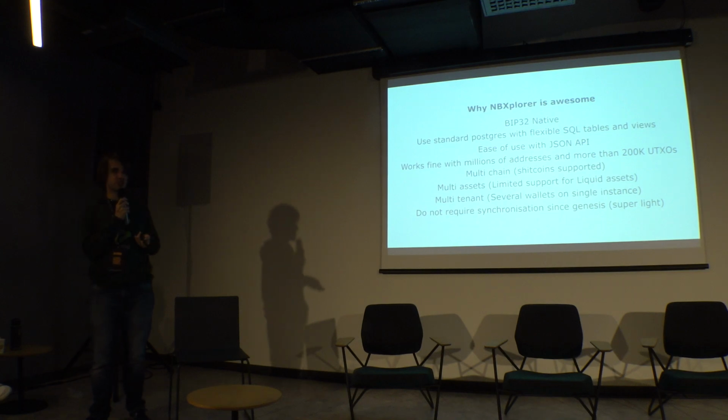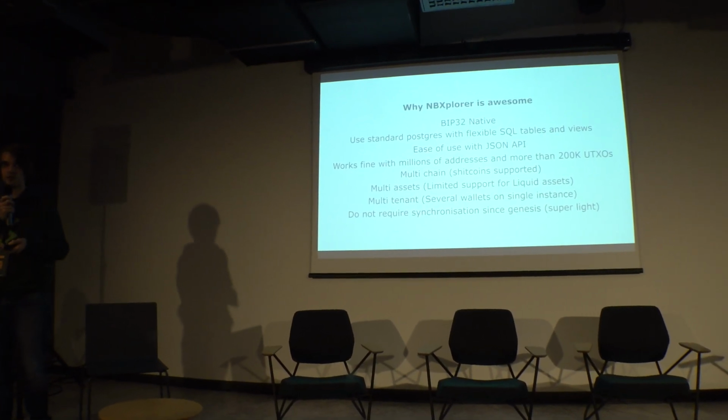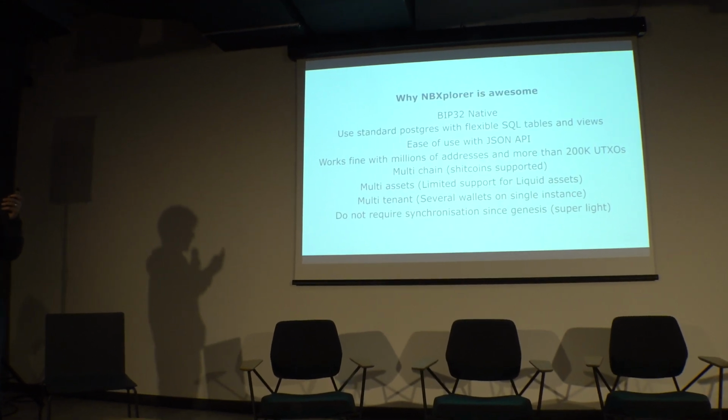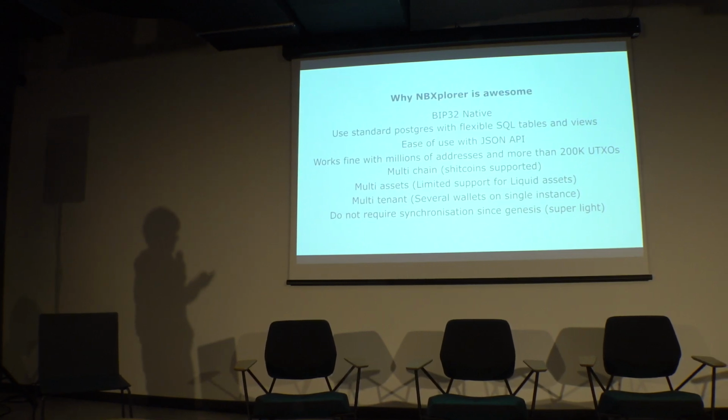There is an easy-to-use JSON API. It's a bit less flexible, but it does a lot. It works fine with millions of addresses. With 200K UTXOs, I tested it. It works. If you need to support shitcoin on a single server, you can do it. We support Liquid as well, with multiple assets. It's multi-tenant, so you can have multiple wallets on a single server. And when you want to do a restore of balance, you don't have to do a full UTXO check. We scan the UTXO set on Bitcoin Core to restore the balance and everything, so it's very light.